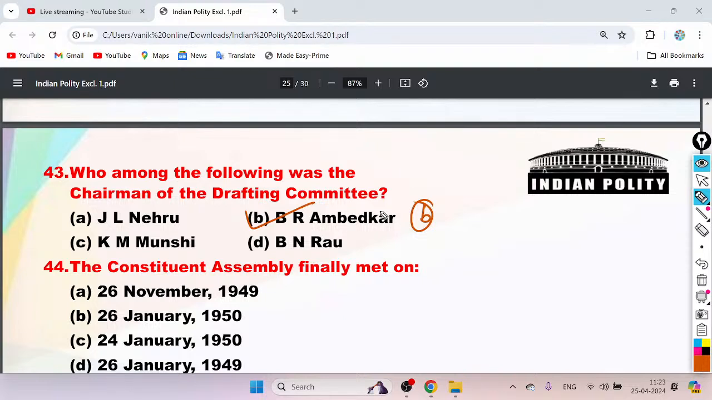And apart from B.R. Ambedkar, there was N. Madhav Rao, T.T. Krishnamachari, K. Munshi, Syed Muhammad Sadullah, N. Gopalaswamy Iyengar, Alladi Krishnaswamy Iyer. So there are 7 members, including the chairman.